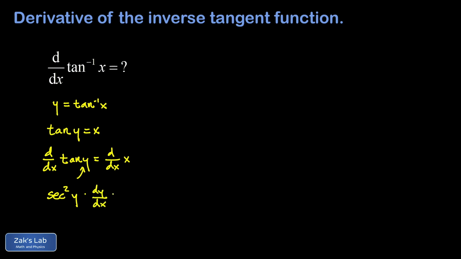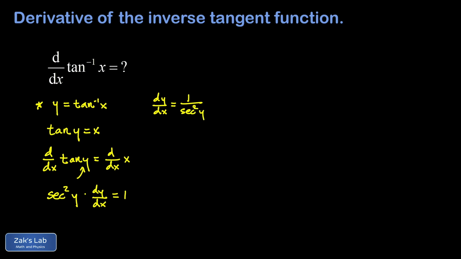And dy dx is actually exactly what we're looking for in this problem. y is the inverse tangent of x. dy dx is the derivative of the inverse tangent function. So we're going to try to isolate that dy dx in just a second. On the right-hand side of our equation, we had a derivative with respect to x of x, which is just 1. So now we isolate dy dx. Again, that's our ultimate goal in this problem, to compute that derivative. And that's 1 over secant squared y.